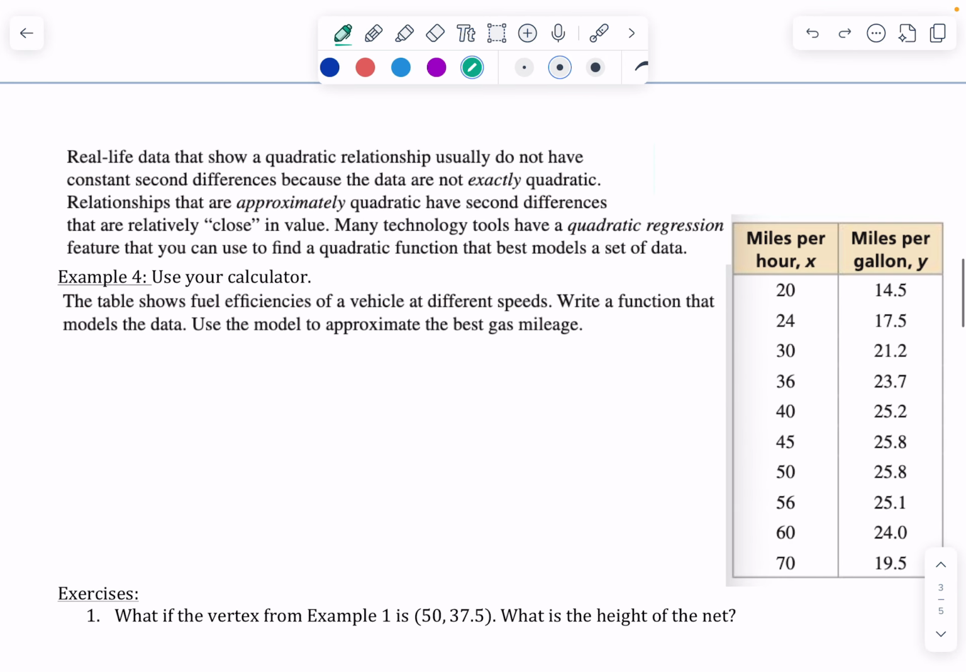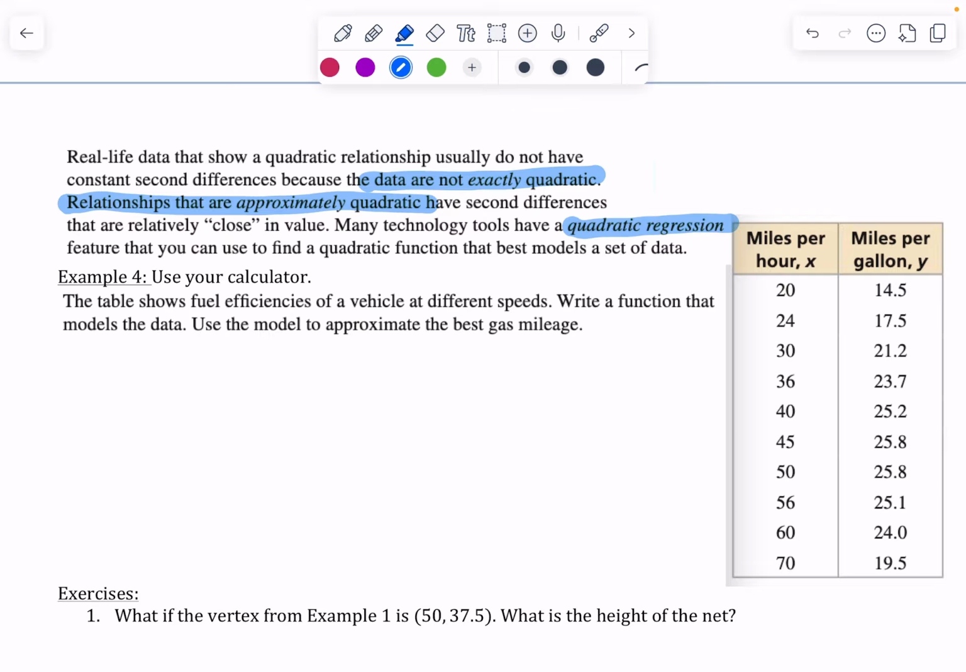Okay, next, last example. In reality, in real life data, you don't always see a perfect quadratic function. Sometimes it'll just be best modeled with a quadratic function. So, real life data that show a quadratic relationship usually do not have constant second differences because the data are not exactly quadratic, but they're close. Relationships that are approximately quadratic have second differences that are relatively close in value. So what we're going to look for is the quadratic regression.